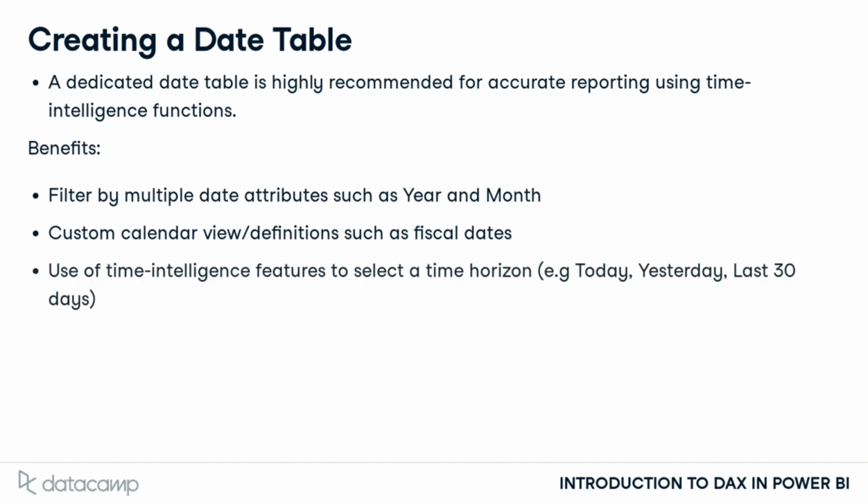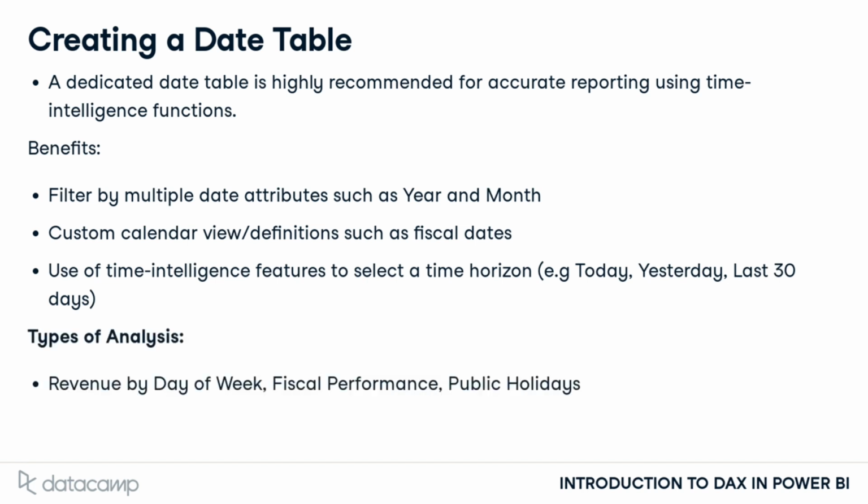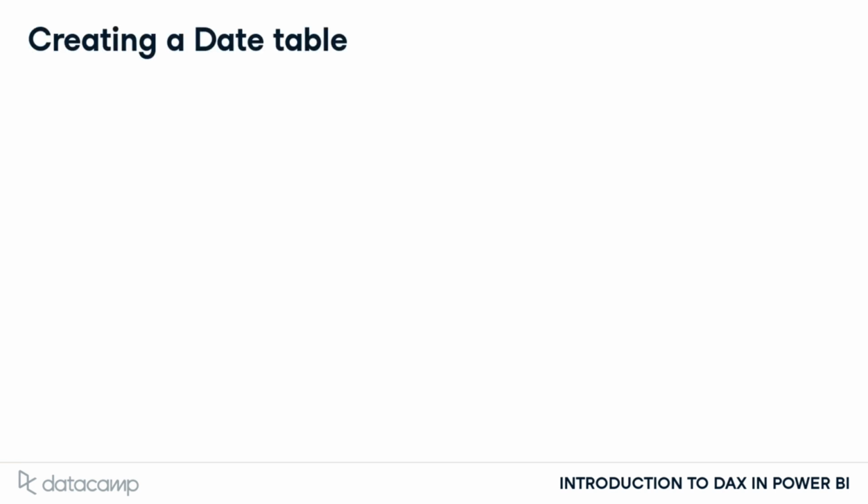Additionally, you can use time intelligence features to select a time horizon, such as last 30 days. You can then apply this to many types of analysis, including revenue by day of week, fiscal, and public holiday performance. Let's learn how to create our date table.